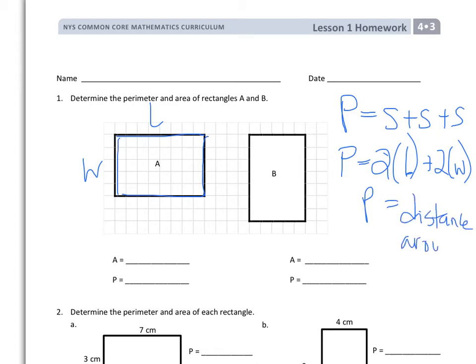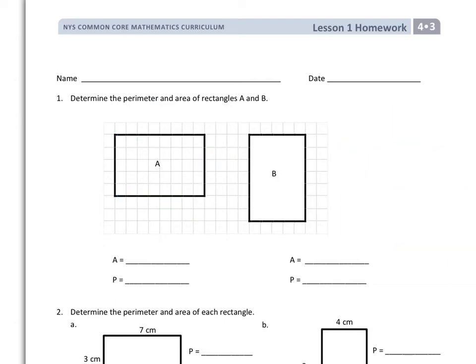All right, so when your student is finding distance around, they're going to want to count the squares and find each length. So this is 1, 2, 3, 4, 5, 6, 7, 8 on the length, 1, 2, 3, 4, 5 on the width. So they would just count the boxes that cover the distance. So that's perimeter.